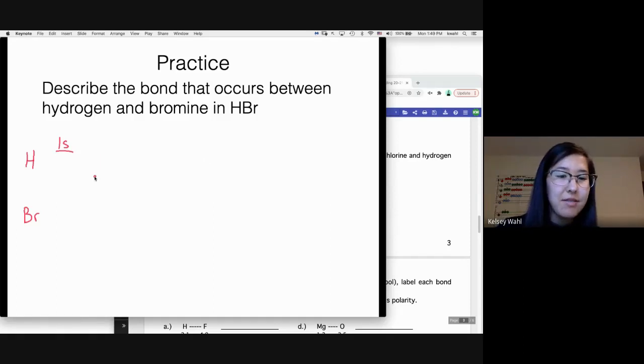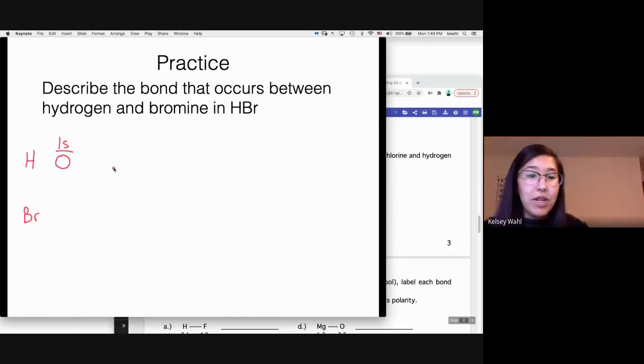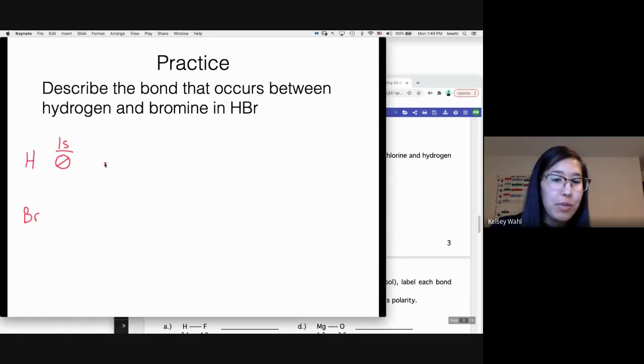I know you're going to have to go back into your memories here, but anytime there's an S sublevel, remember that's one orbital. It'll have one orbital there. And because hydrogen has 1 valence electron, we're going to put 1 dash in that orbital. That dash represents the 1 valence electron that hydrogen has. And we actually only have to draw the valence electrons because those are the ones involved in bonding.